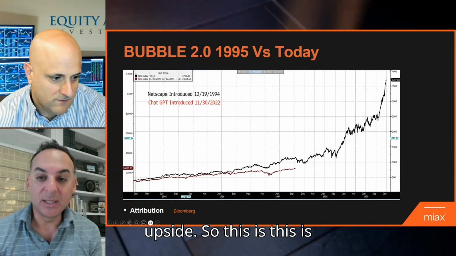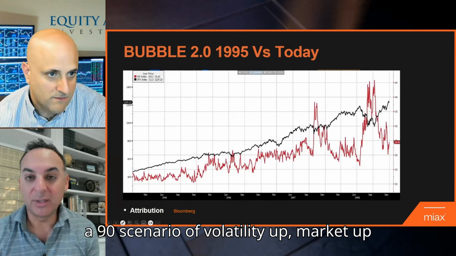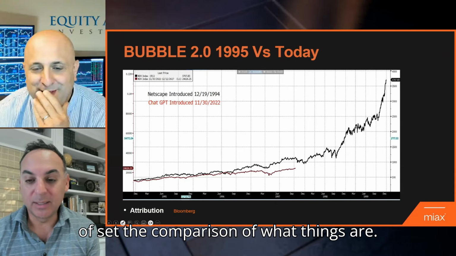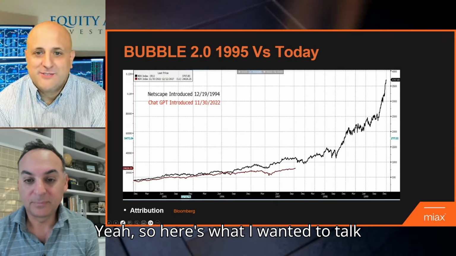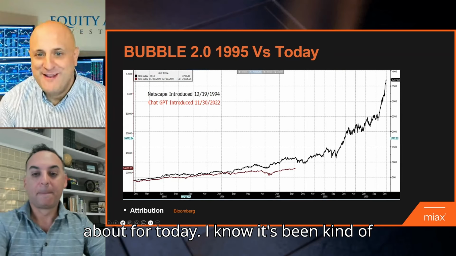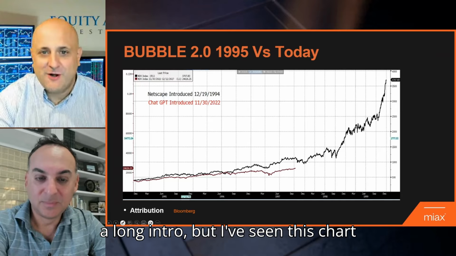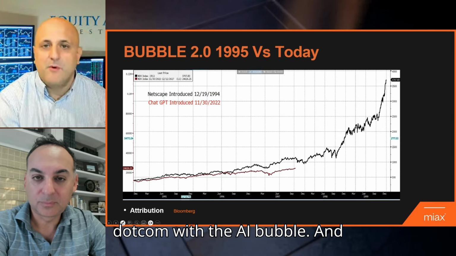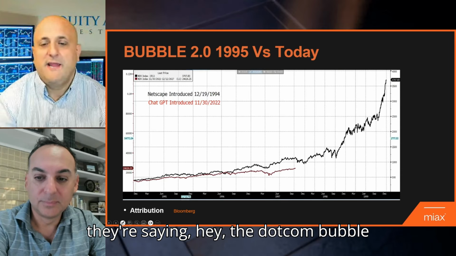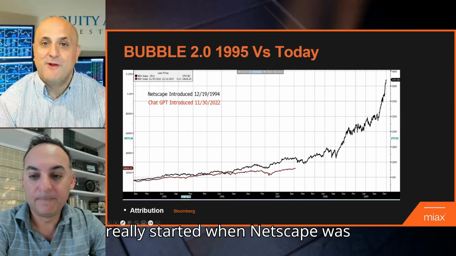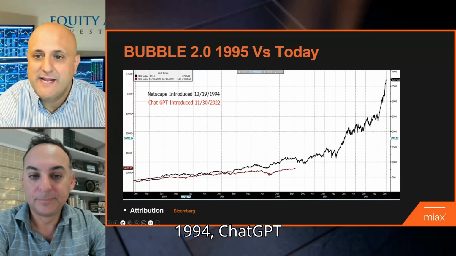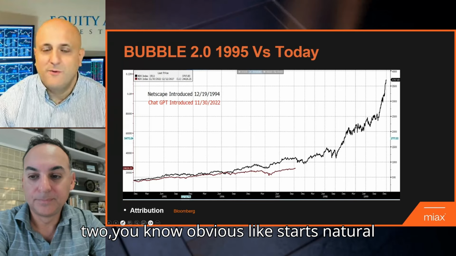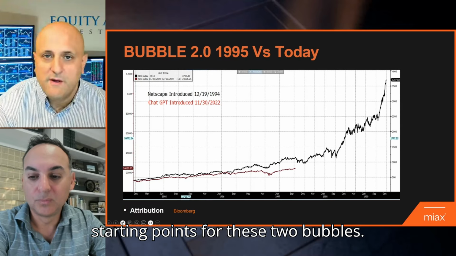So this is a scenario of volatility up, market up, and this is why our strategy has been working so well. Joe, why don't you set the comparison of what things could look like? Yeah. So here's what I wanted to talk about for today. I know it's been a long intro, but I've seen this chart circulating online a lot. People talking about this bubble, comparing the dot-com bubble with the AI bubble, and they're saying the dot-com bubble really started when Netscape was introduced in 1994. ChatGPT was introduced in 2022. Those are two obvious, natural starting points for these two bubbles.